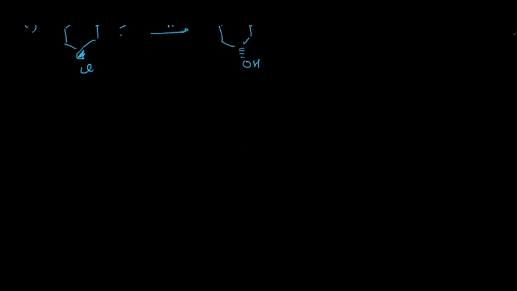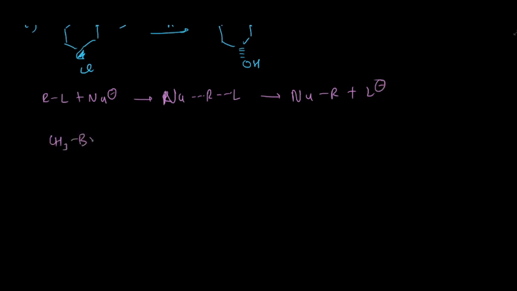Now, how do we draw the energy diagram for SN1 and SN2? The energy profile for SN2. We have seen it for SN1. So RL will react with nucleophile, it will form R, Nu, and then it will form NuR plus L negative. And here CH3Br, for example, will react with OH minus, OH will replace Br, and it will form CH3OH plus Br negative.